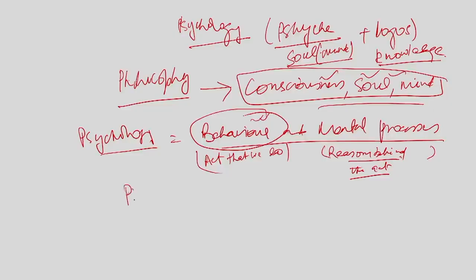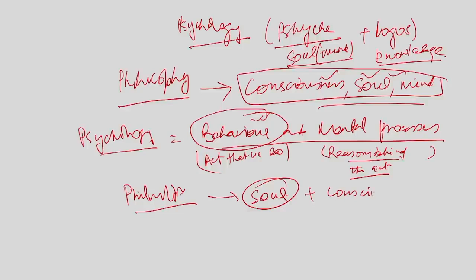Now, what philosophers were actually focusing on is the study of soul, but the problem is soul cannot be studied. The question that philosophers had was studying consciousness, and consciousness cannot be studied scientifically. So, what psychology did was develop methods of studying soul and consciousness.